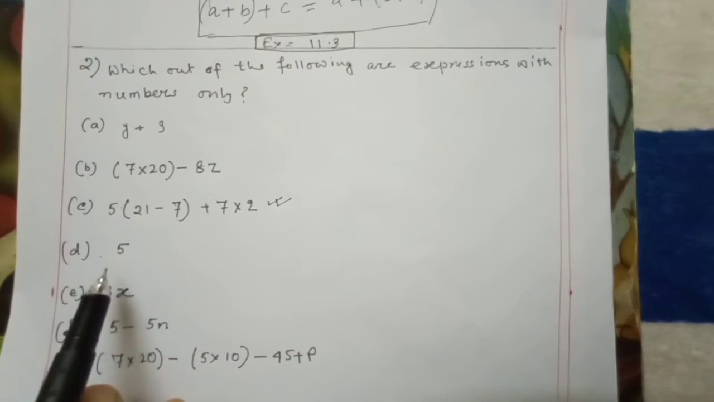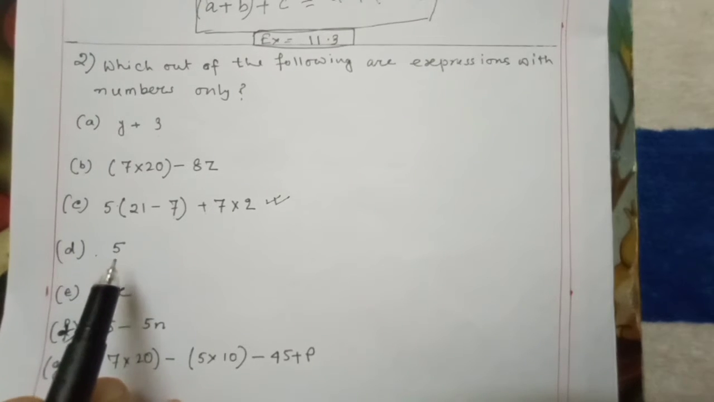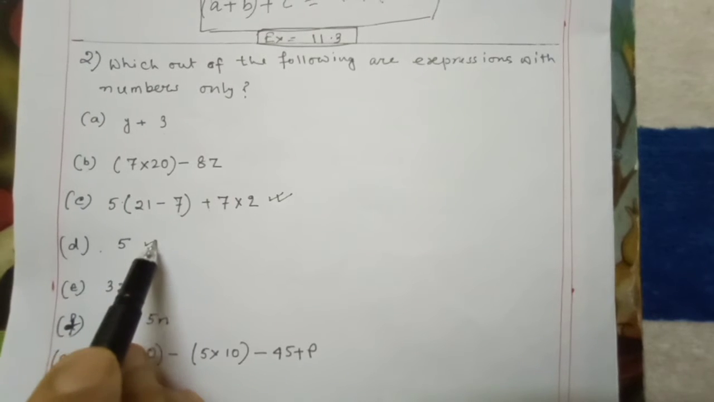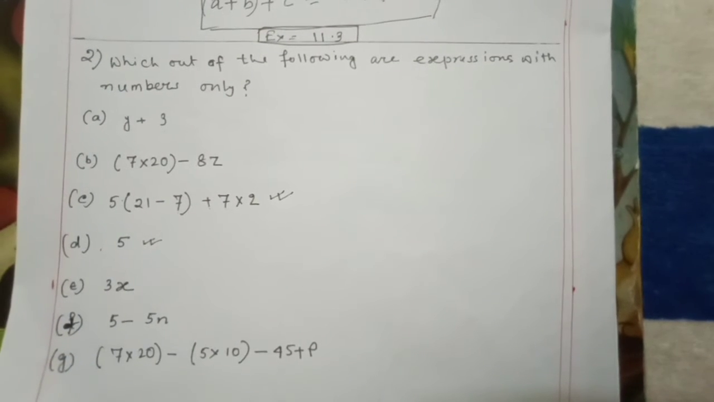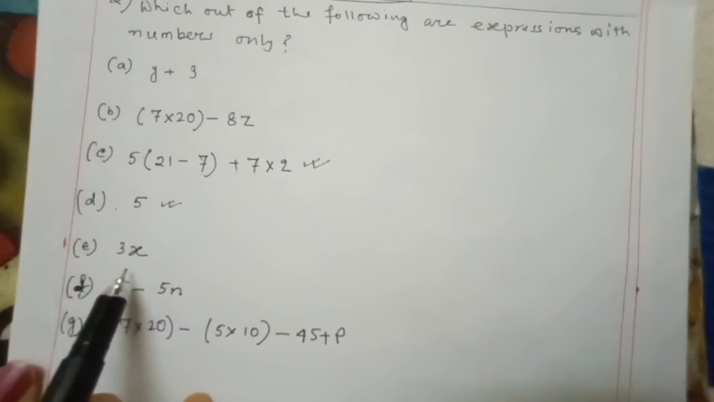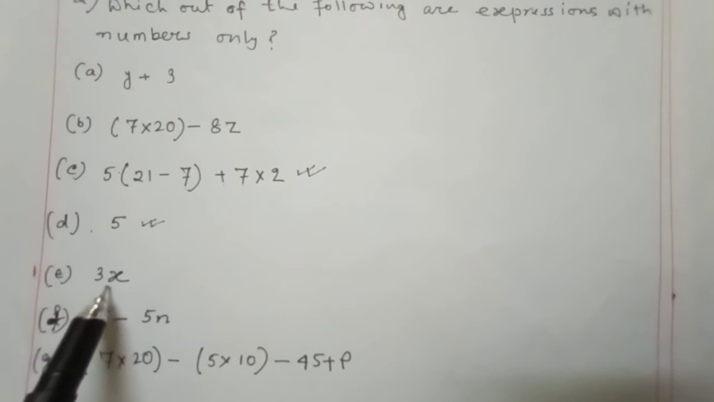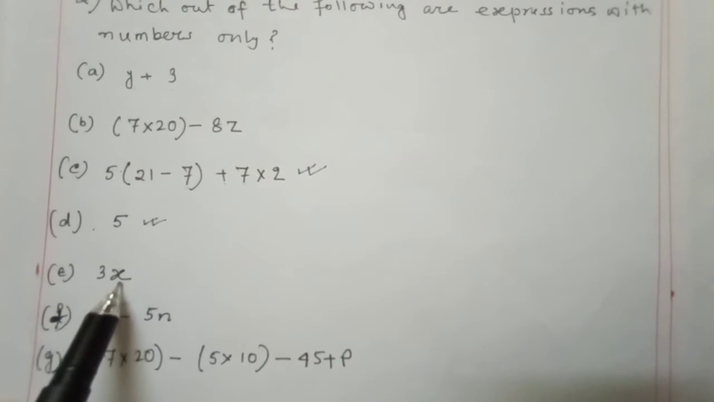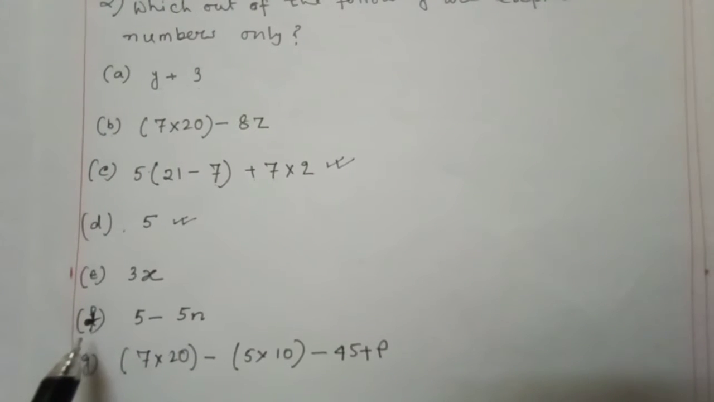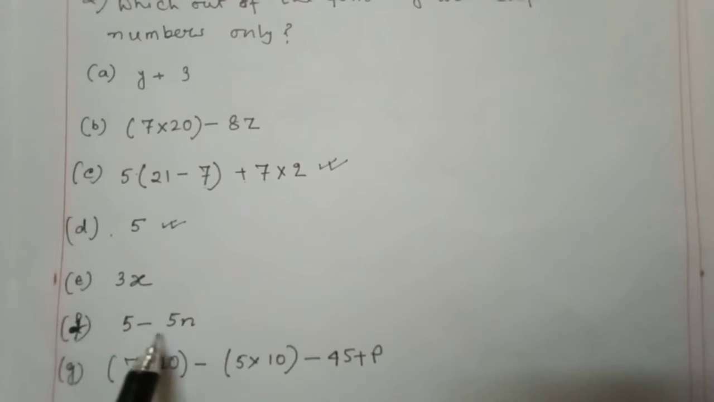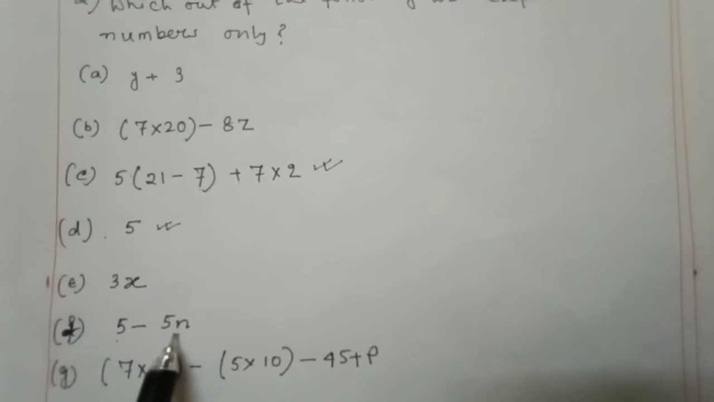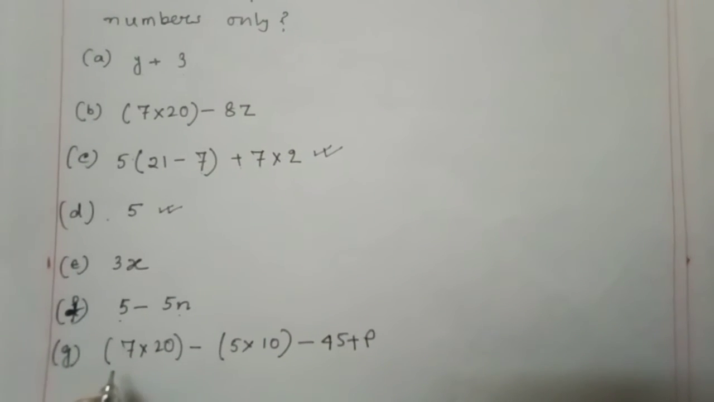So this is the expression, we can select it. Next come to D. This is also an expression, but there is no variable. So this is also an expression with numbers only. Come to the next one. This is 3x. X means 3 multiplied by x. So it is an expression, but it is not only numbers. A variable is there. Question F, 5 minus 5n. This is also an expression with a variable, not only numbers. So this is also not our answer.